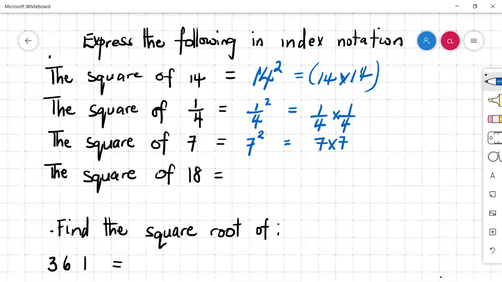Okay. The square of 18, you'd write what? The base 18 raised to the what? Second power. And that really is 18 times 18. Are we all clear on that? Yes, sir. All right. Now we're going to go on to something a bit different.